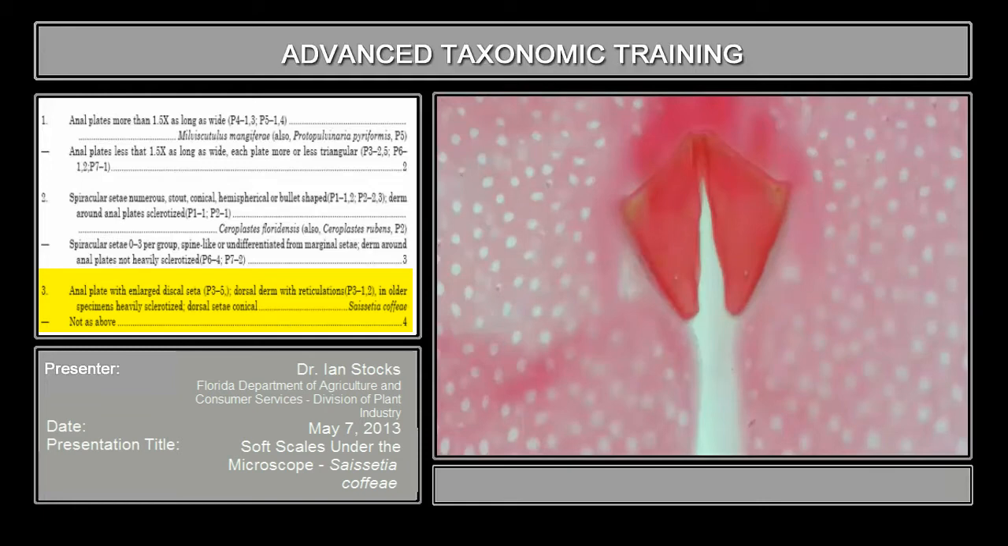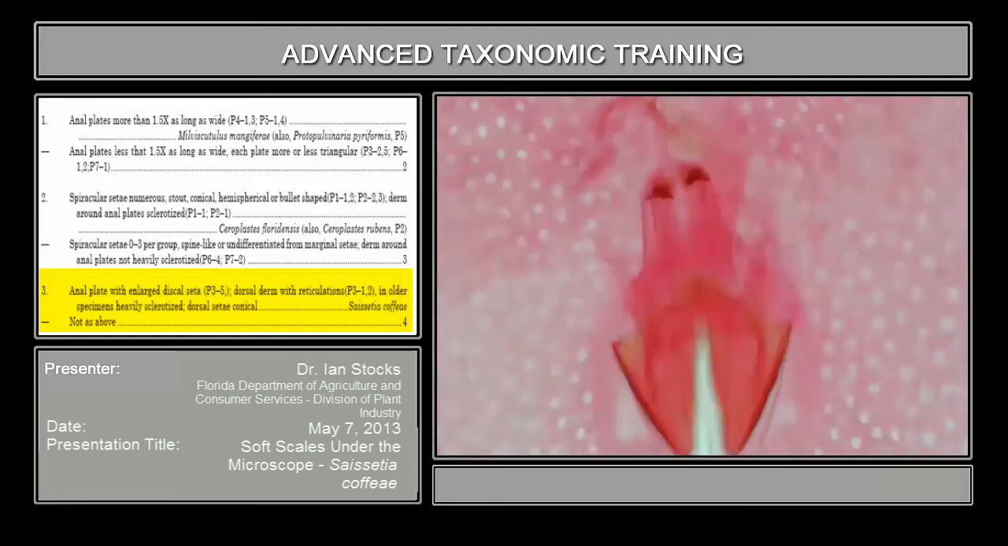for an enlarged seta that's characteristic of this genus Saissetia. Only rarely, at least in my experience, will the actual seta be there in slide-mounted specimens, but it is quite modified. Most of the setae on the anal plates are fairly simple, flagellate with maybe a little bit of fringing. This one is fairly stout and can be substantially fringed. So that's the first statement for that couplet. Anal plate with enlarged discal seta. And in the absence of the seta, you'll see the discal seta pore, and that's plate 3, figure 5.